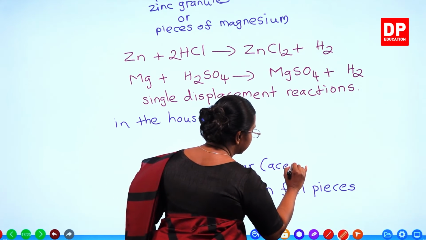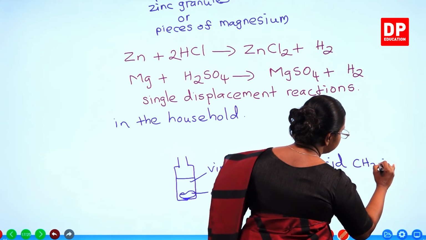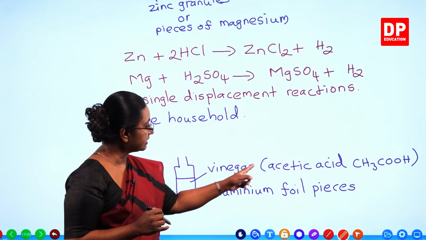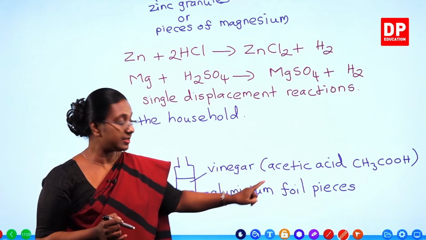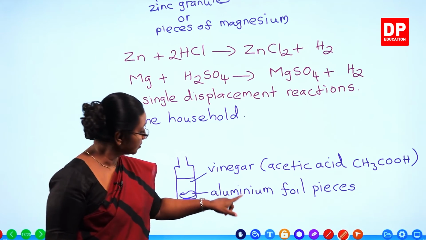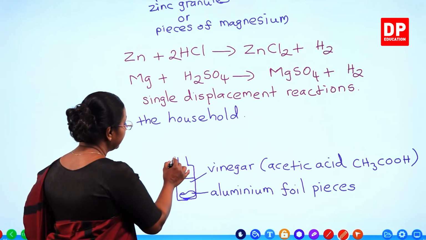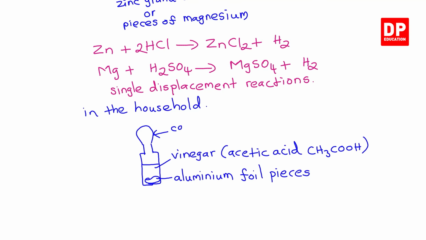Vinegar is acetic acid. Acetic acid is CH3COOH, that is the acetic acid present in vinegar. So we have the acid, that is a dilute acid, and we have aluminium foil. So a metal with an acid will evolve hydrogen gas. Again we can fix the balloon here and get it inflated. Can fill hydrogen gas into the balloon.